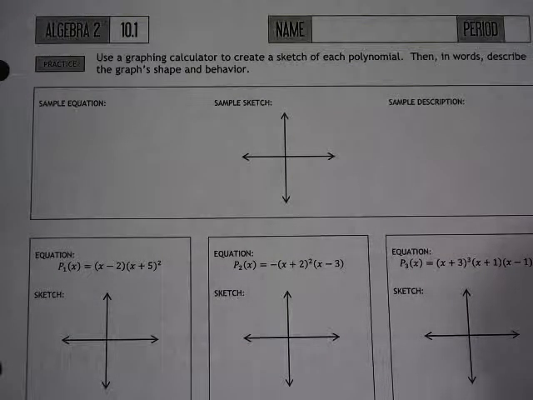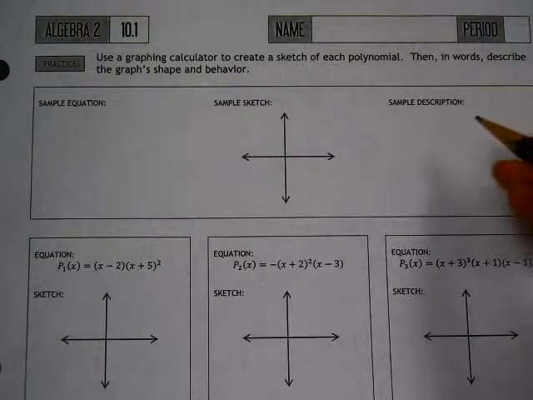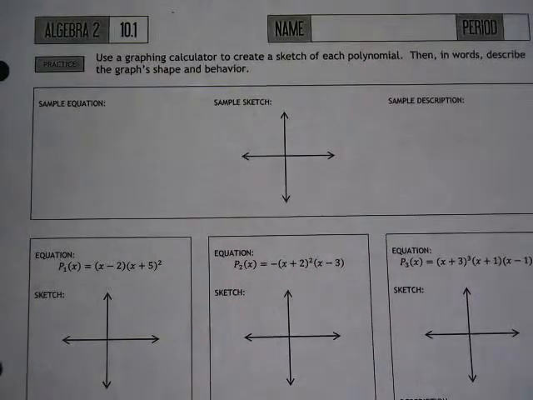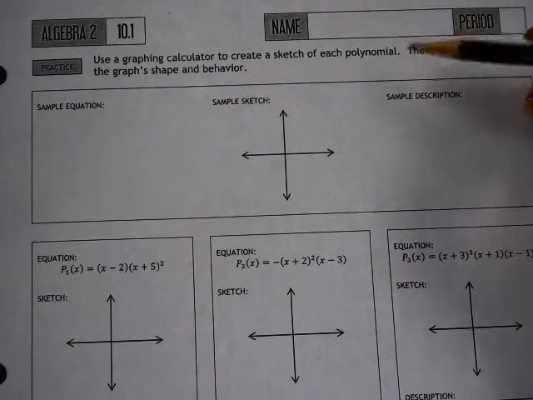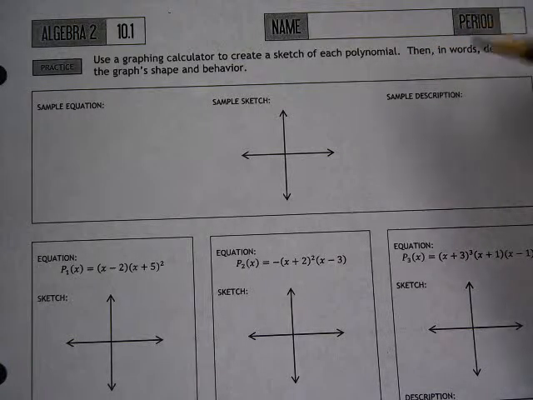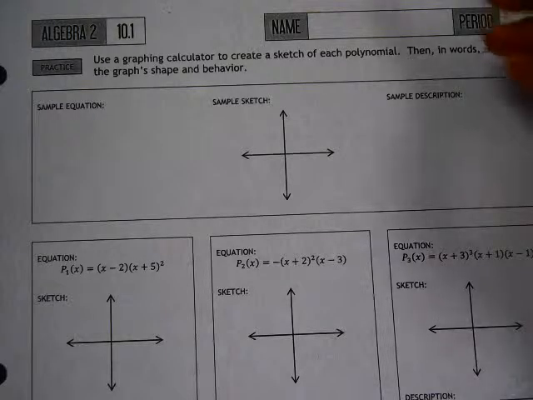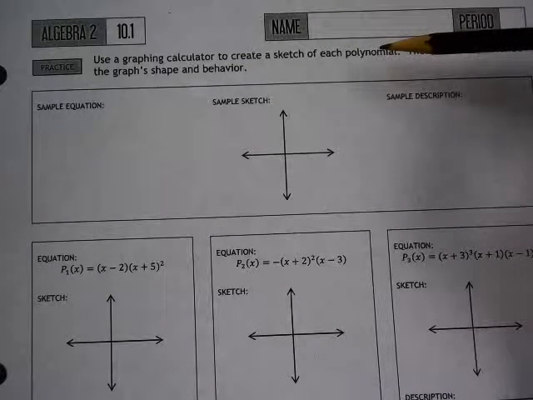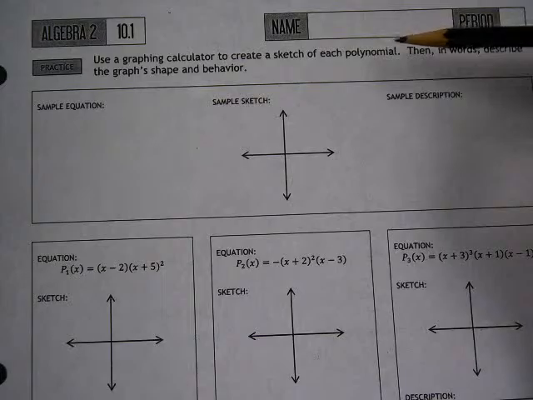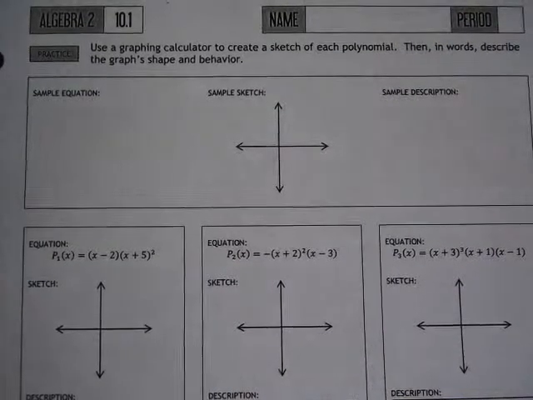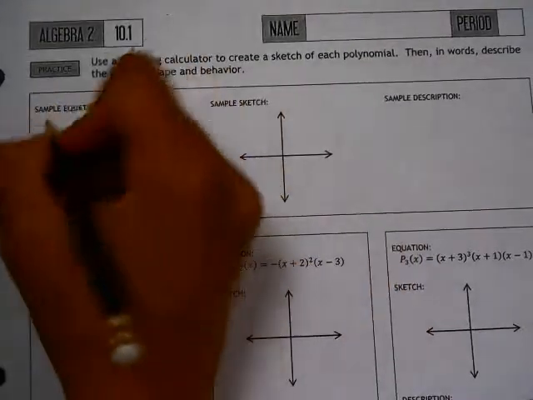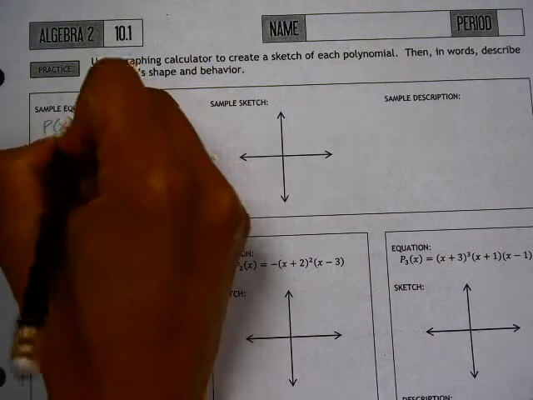This is Algebra 2, Lesson 10.1, and today you're going to be using graphing calculators to sketch graphs of polynomials. In the last few years, you've learned how to sketch graphs of lines, of parabolas, circles, but you haven't learned how to graph polynomials that are not necessarily parabolas. So that's why we're using the graphing calculator. So I'm going to give you a sample equation. We're going to call it P of x.